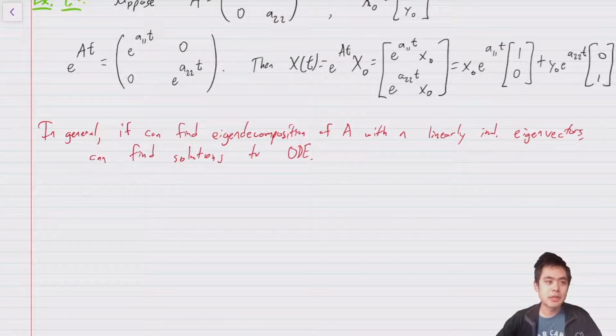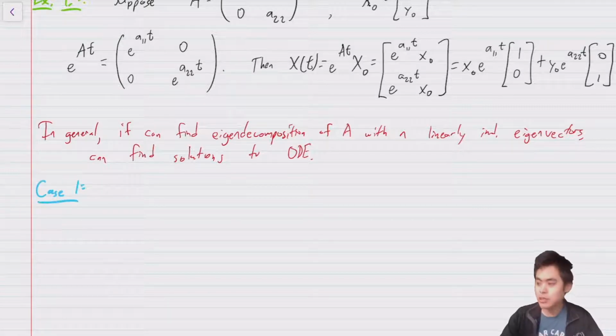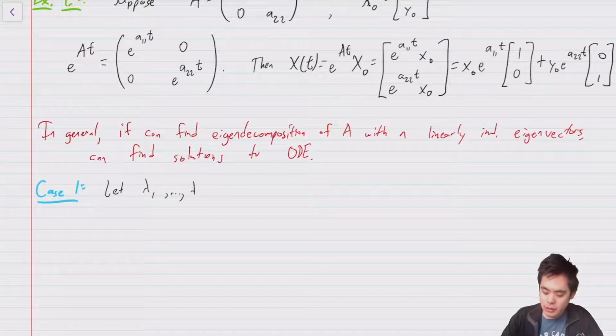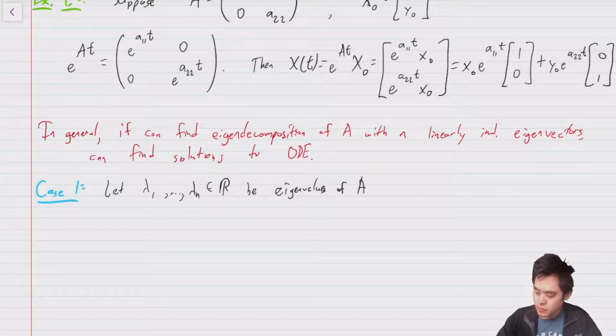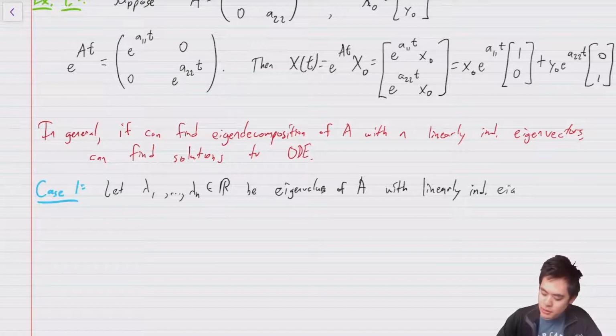And let's write that out explicitly in a couple different cases. So sometimes you can't necessarily find the basis of eigenvectors, and in that case you have slightly more complicated results. We're not going to discuss that in too much detail, but we are going to give you examples in dimension 2. But first, let's go ahead and write out the answer for n linearly independent eigenvectors. So let lambda 1 through lambda n be eigenvalues of A with linearly independent eigenvectors vi.